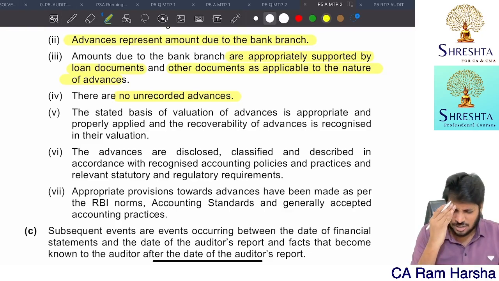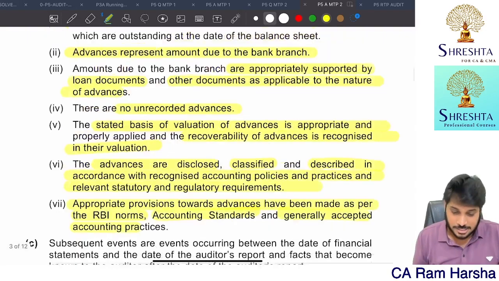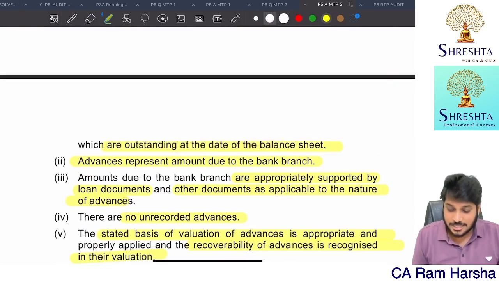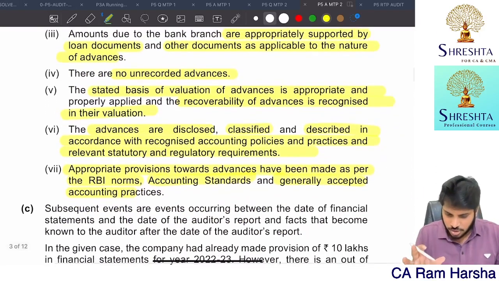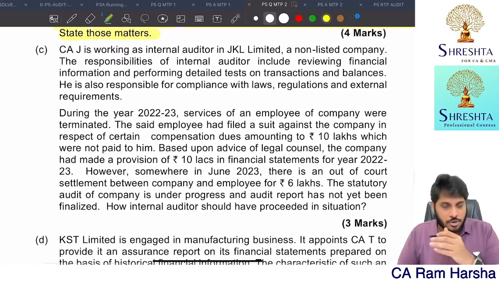Obviously today it is completely electronic, so it is not possible. What is the basis of valuation of advances? Whether it is appropriate, whether recoverability of advances is considered, nothing but provisions. Whether proper provisions for advances have been made as per RBI norms, accounting standards and GAAP. And see whether the advances are disclosed, classified and described in accordance with recognized accounting policies and practices. And the amounts included in the balance sheet in respect of advances are outstanding at the balance sheet date, and these are the amounts representing amounts due to the bank branch. That's it. So these points we consider. It's a straight question. You can open the bank audit chapter, look at audit of advances, you will find.